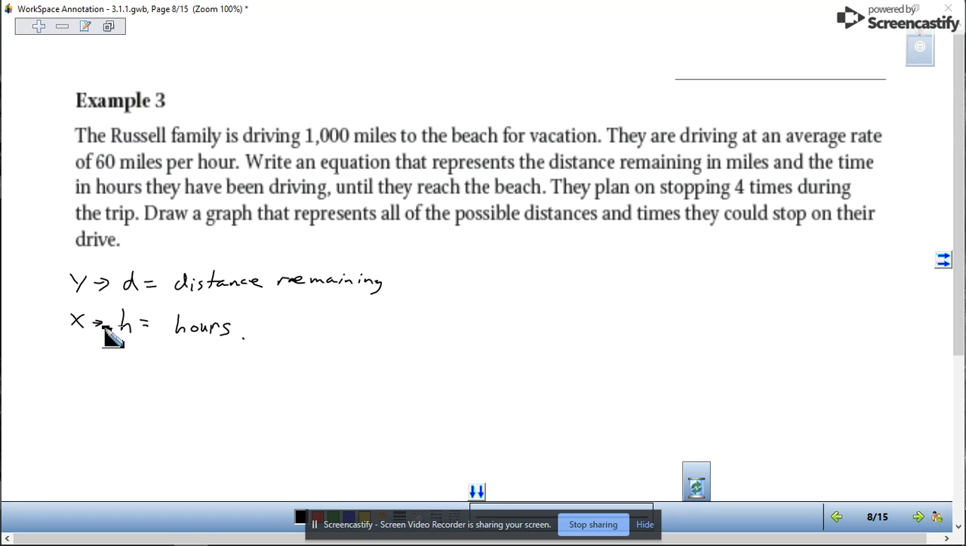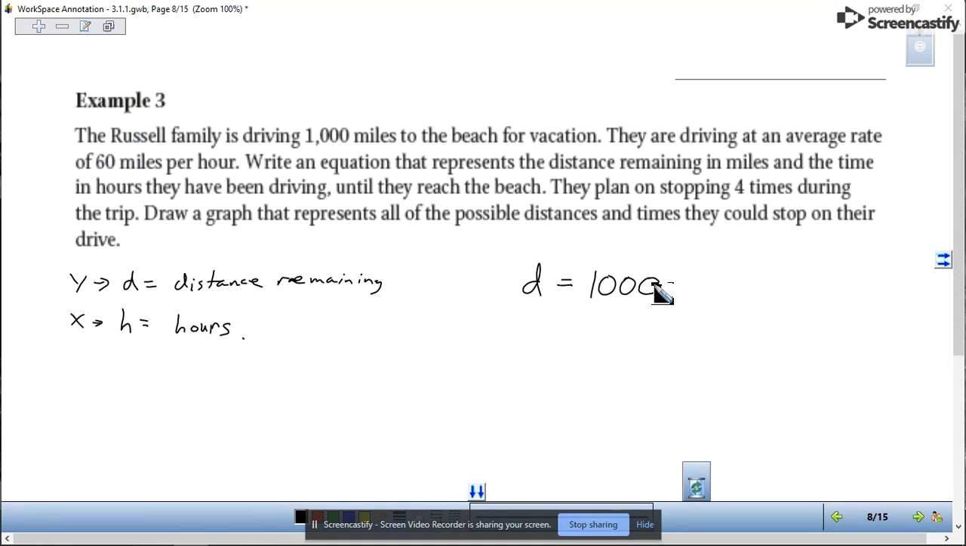If we think slope-intercept form, we want something to equal D. So D equals. D is the distance left. Well, the distance left has to start somewhere. How far do you have left to go if you haven't even started the car yet? So how long is the total trip? They're driving 1,000 miles to the beach for vacation. They started with a distance left to go of 1,000 miles.